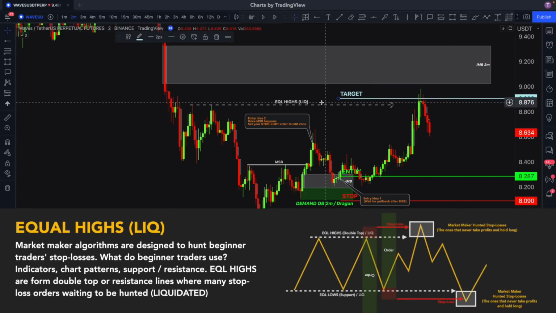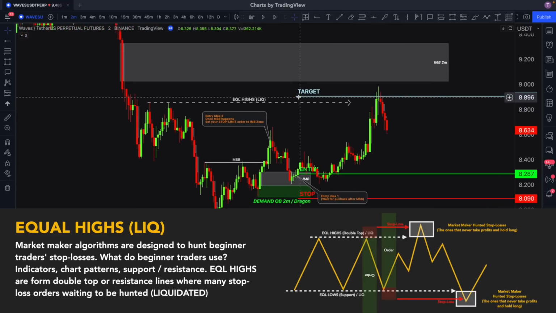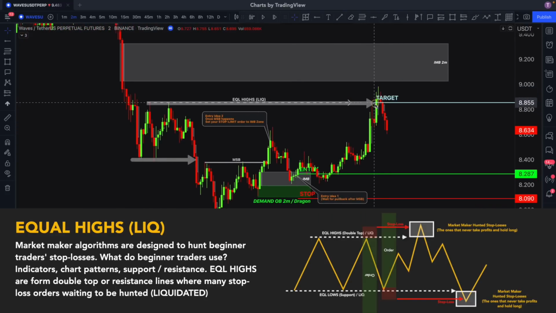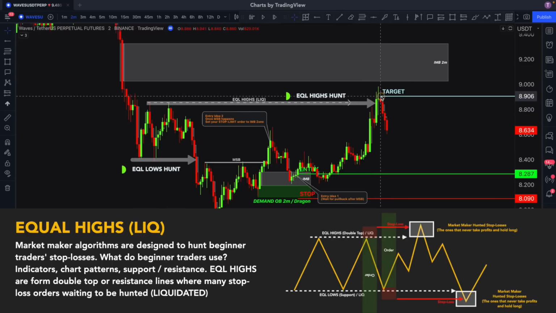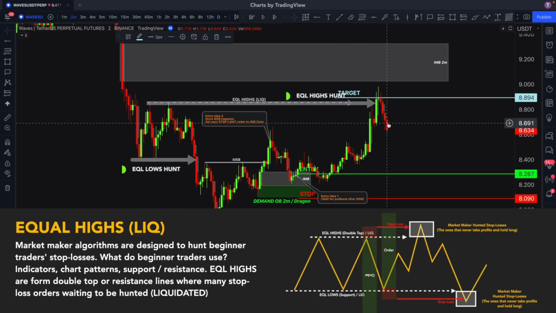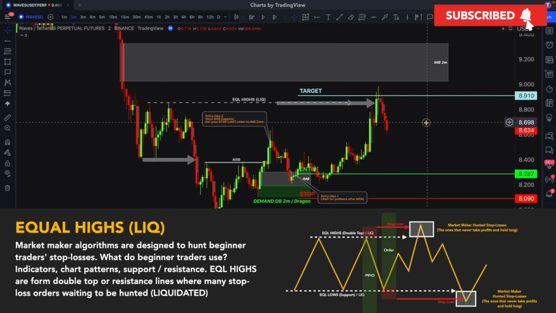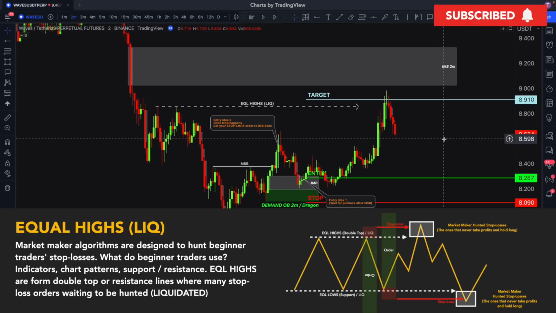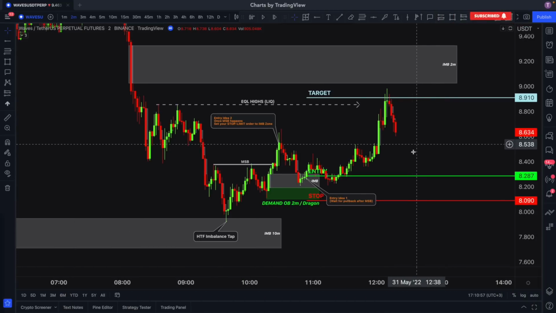However, there were equal highs, which is a form of liquidity. And market makers were going to hunt these equal highs. This was just my idea. And the price started to drop before reaching the imbalance area after liquidity swept. This is when I took profits because, as I said, my main goal is making money. I do not care about being right or wrong. I care only about making money.